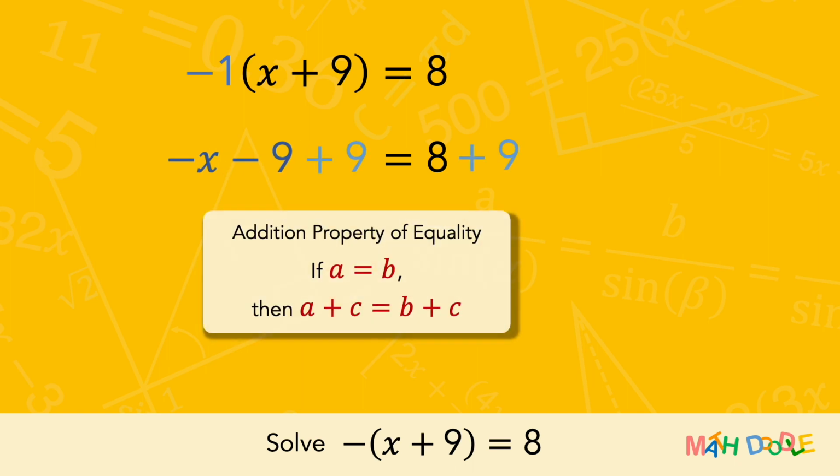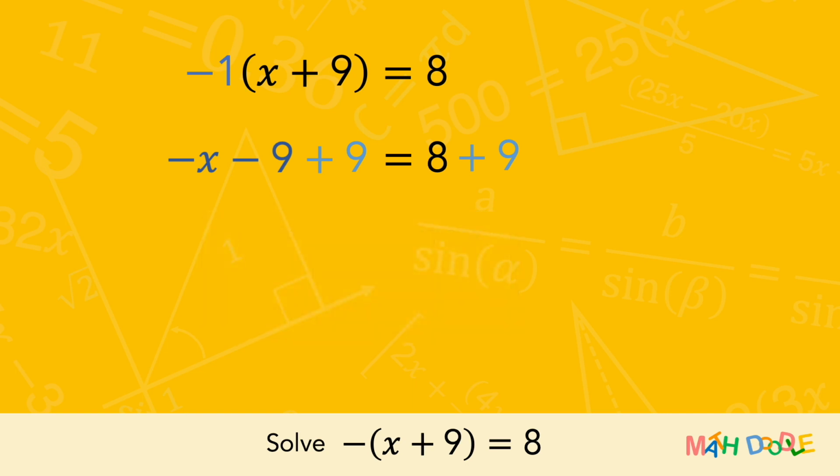Here, it is important to treat both sides of the equation equally. So, when we add a number to one side of the equation, we must add the same number to the other side of the equation. After adding 9, the left side of the equation is simplified to -x. Then, the right side of the equation is simplified to 17.